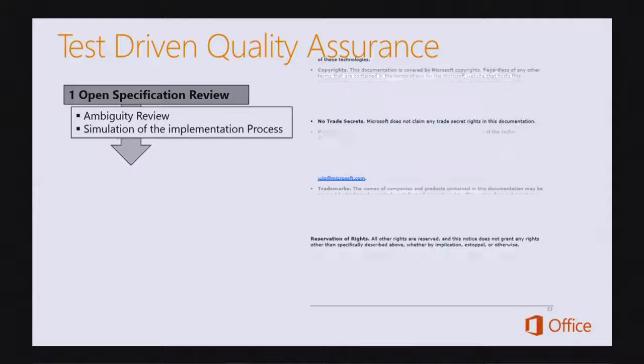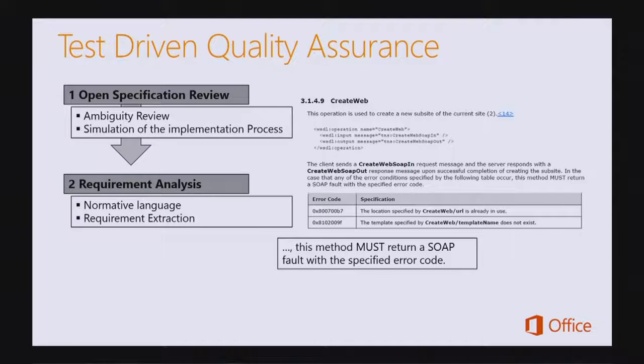At the same time, we also extract information from the document, what we call requirements. We look at the normative language like must, may, and should, which details the behavior of the protocol and the server, right? So we'll extract statements like the server must do certain things if you send a certain request.